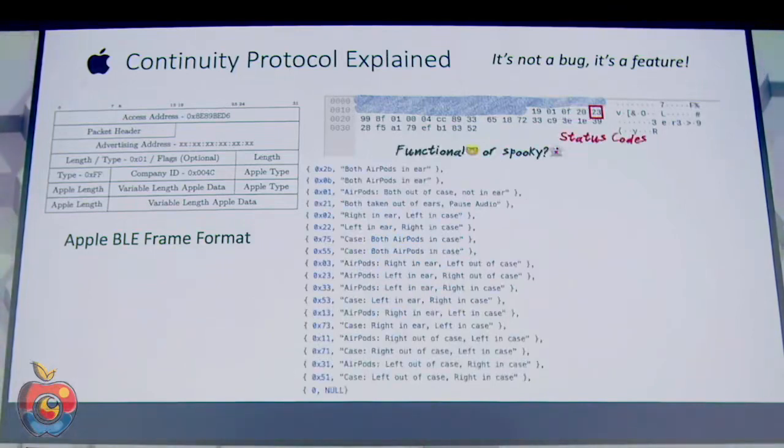So the next byte is status codes, and this is a little weird, and I'm going to demonstrate this. Is it functional or is it spooky? From a functional standpoint, remember, continuous seamless experience. If you take one of your AirPods out of your ears, you want your audio to pause, and that's really, really useful. But at the same time, it is a lot of information.